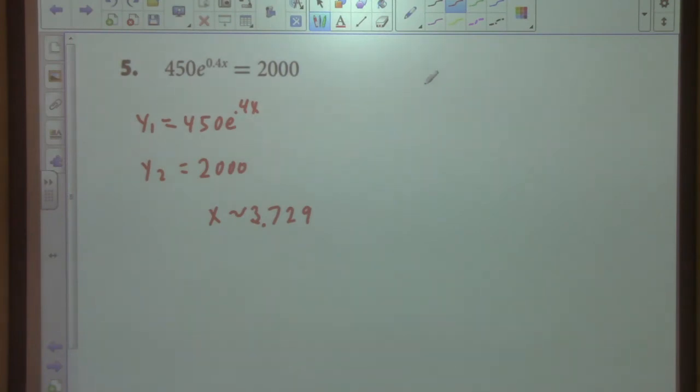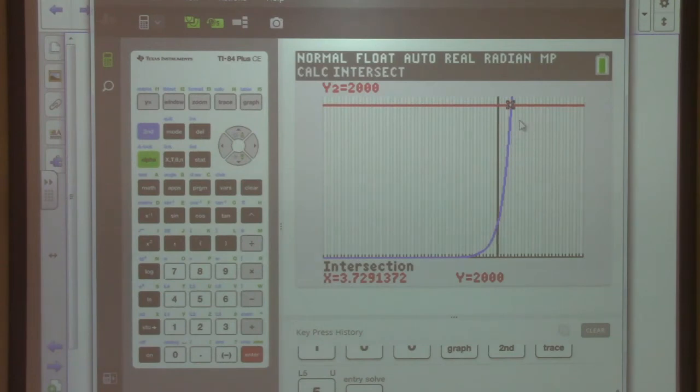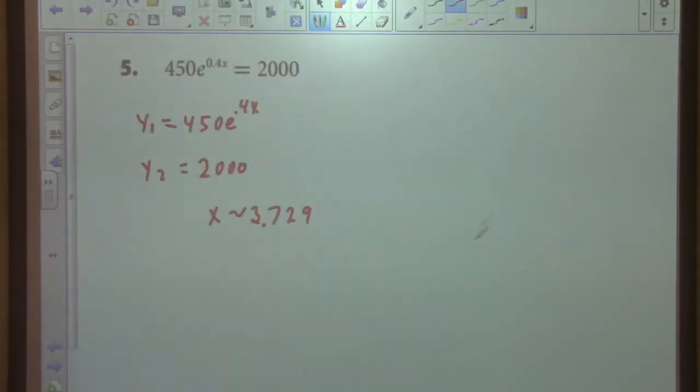I'll tell you, in second period, I think they used a Y max of 2000 on the window. It worked out. The line was right at the top, and it still worked. You could see it, not as well as you can see this one here, but still pretty good.